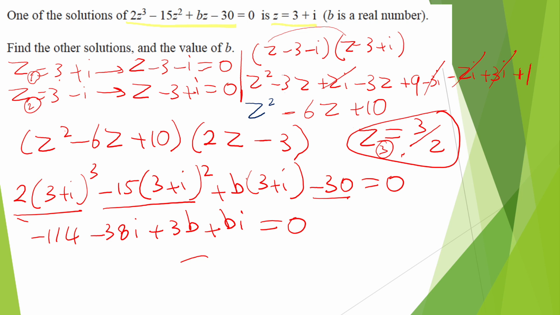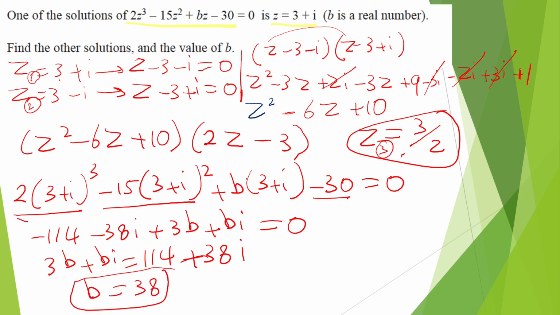And now solving this equation, you would rearrange, imaginary equals imaginary and real equals real, so that therefore b will equal 38, and that's your second part, because there are two answers in here. So you can find the b by substituting, or if you expand this one here and compare back, you will also find the b.